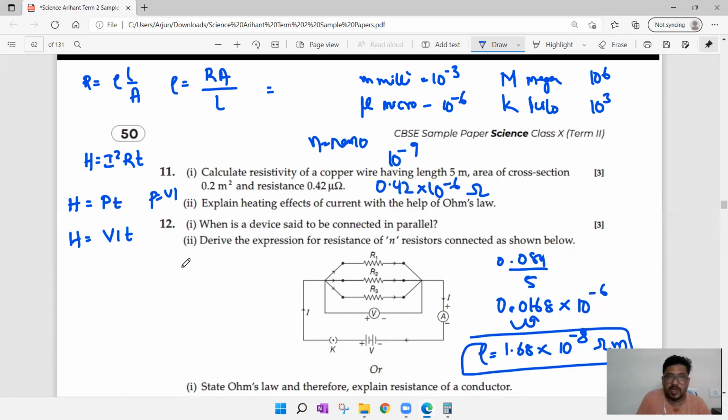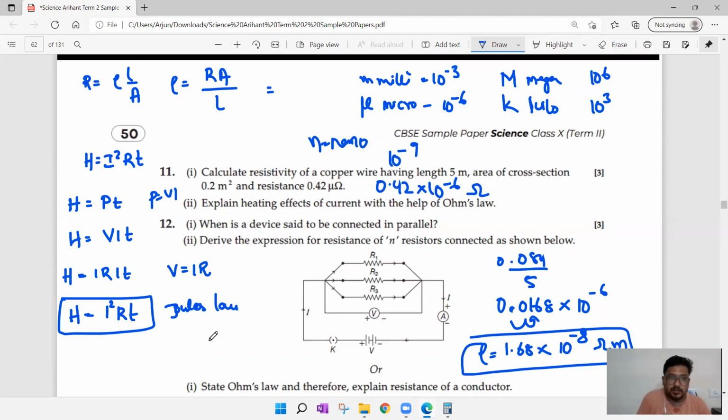Now coming to Ohm's law, V is equal to I into R. Substitute that V is equal to I into R, here it becomes H is equal to I into R into I into T. That equals H is equal to I square RT, which is nothing but Joule's law of heating. Right? So to explain heating effects of electric current, you can write this.